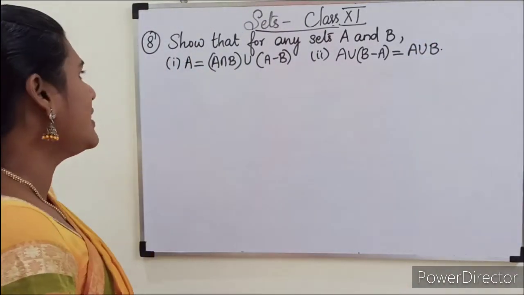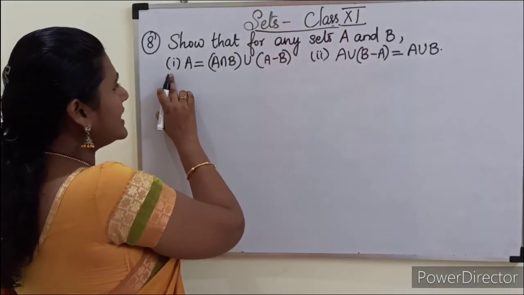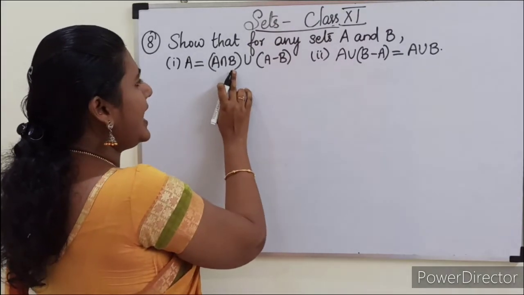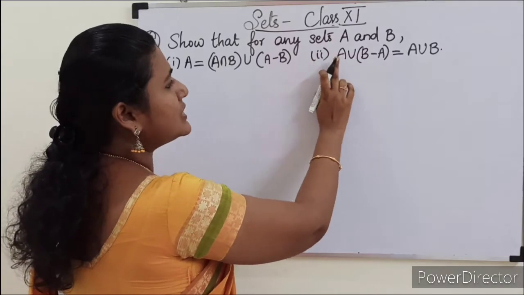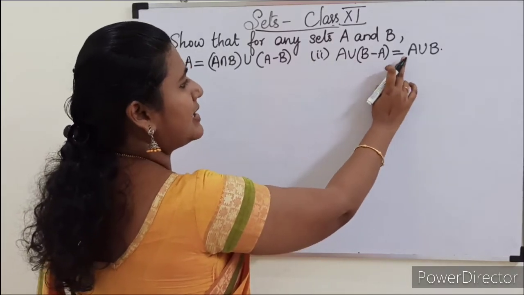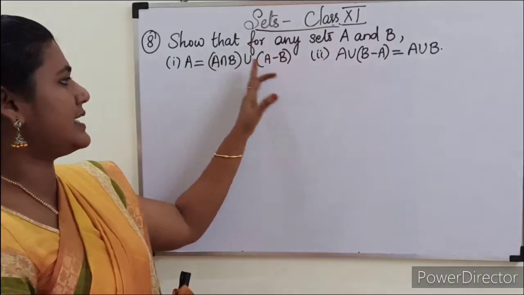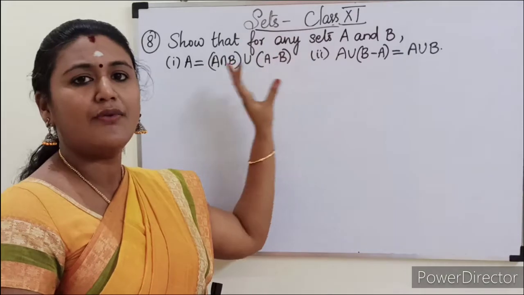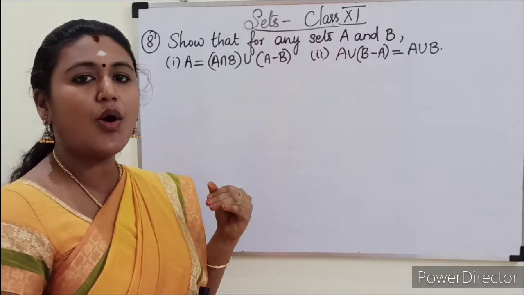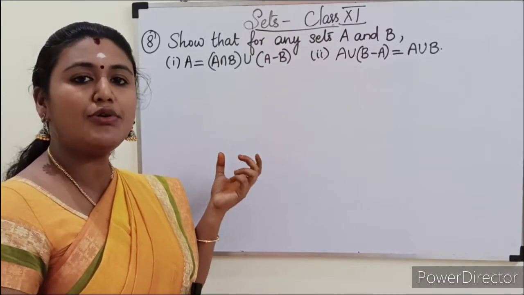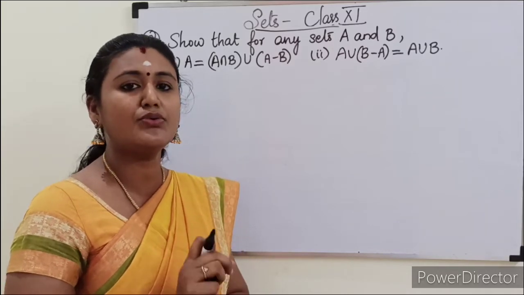Now we will move on to the next question. Question number 8. Show that for any sets A and B, first condition: A is equal to (A intersection B) union (A minus B), and the second: (A union B) minus A is equal to A union B. Here we have to prove two statements. For proving such types of questions, we cannot use examples. We have to prove these conditions using the algebraic method only.